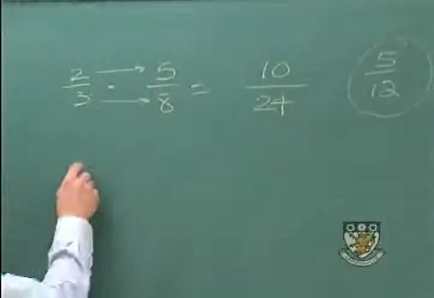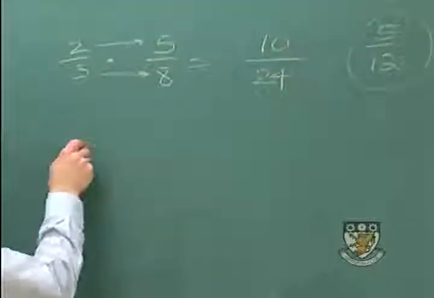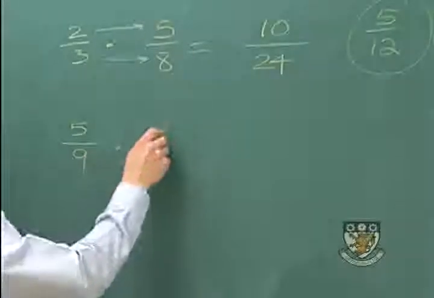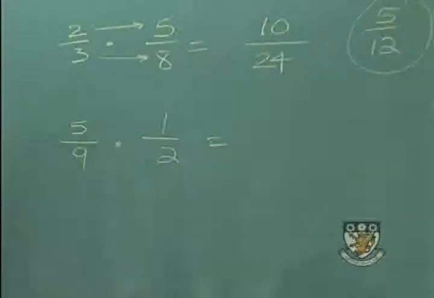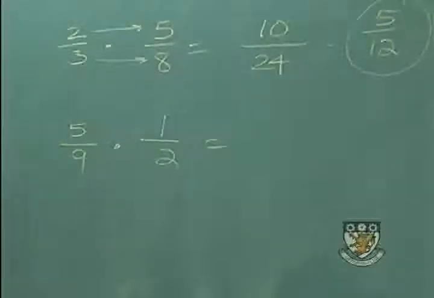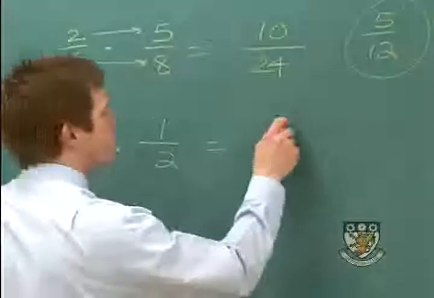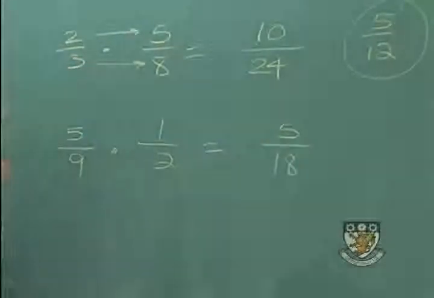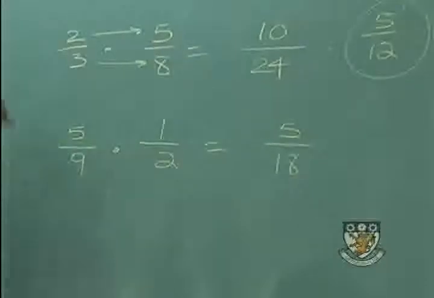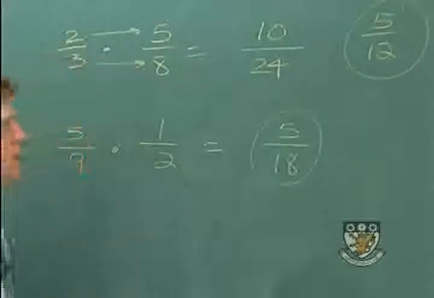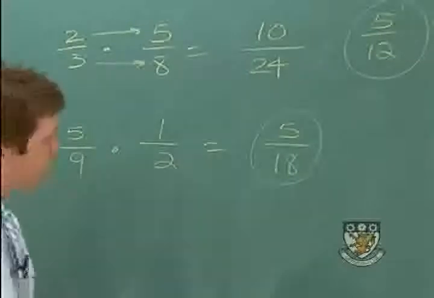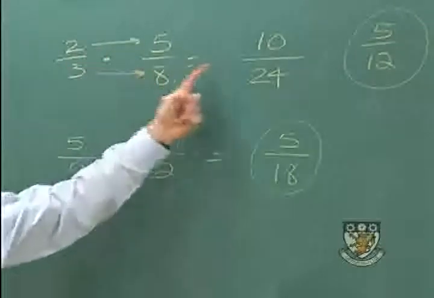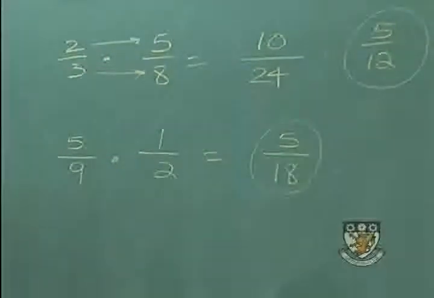Let's do another one. Let's use 5/9 this time. 5/9 times 1/2. They want you to find 1/2 of 5/9. 5 times 1, numerator times numerator. 9 times 2, denominator times denominator. And then check to see if there are any common factors. The answer would be no. There's your answer. So the product of fractions, pretty straightforward. Multiply the numerators together, multiply the denominators, and then reduce whenever necessary.